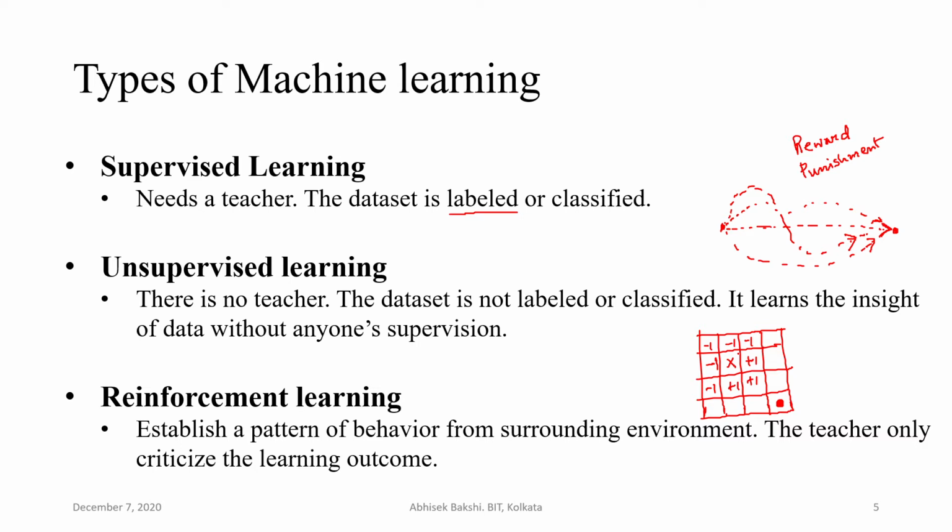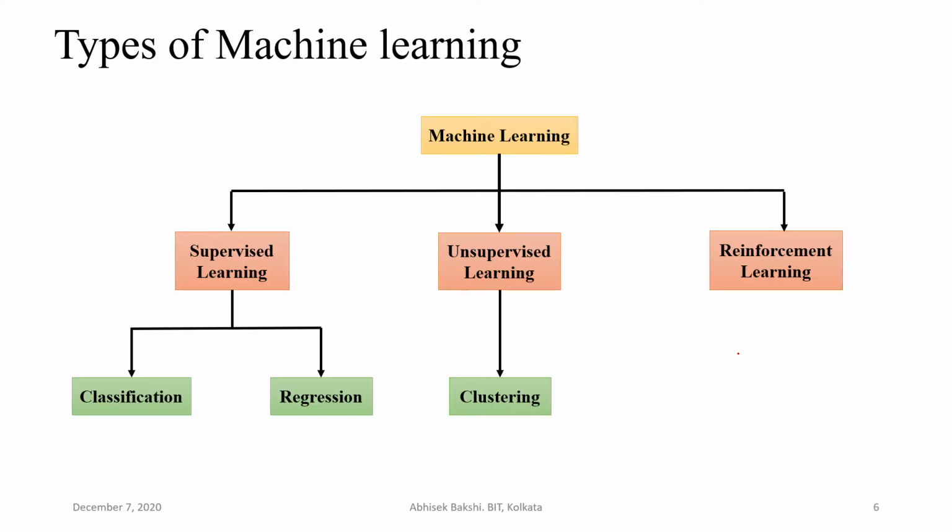Okay. So as a whole, these are, at least, the basic categories of machine learning: supervised learning, unsupervised learning and reinforcement learning. Under these different types of learning, we have various types of problems. Under supervised learning, we have the classification problem and the regression problem, and under unsupervised learning we have the clustering problem.